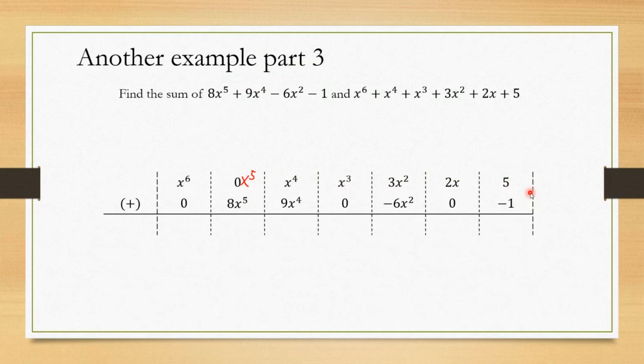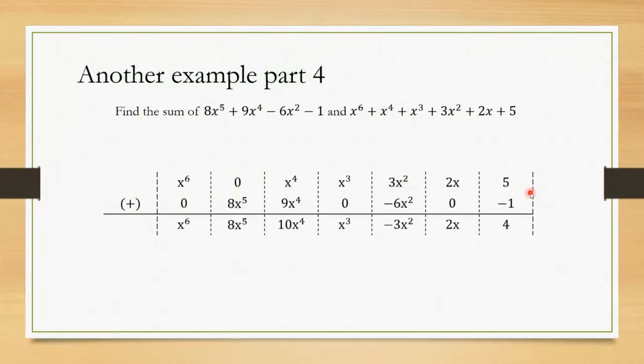Okay? And then what we do next is we add. Excuse me, we add, not subtract. Okay? So x to the 6 plus 0, that's x to the 6, right? We basically just add. Like terms, you combine coefficients. So there's a 1 here. So 1 plus 9 becomes 10. x cubed plus 0 becomes x cubed. We have 3x squared plus minus 6x squared. That's minus 3x squared. 2x plus 0 is 2x. 5 plus negative 1 is 4.